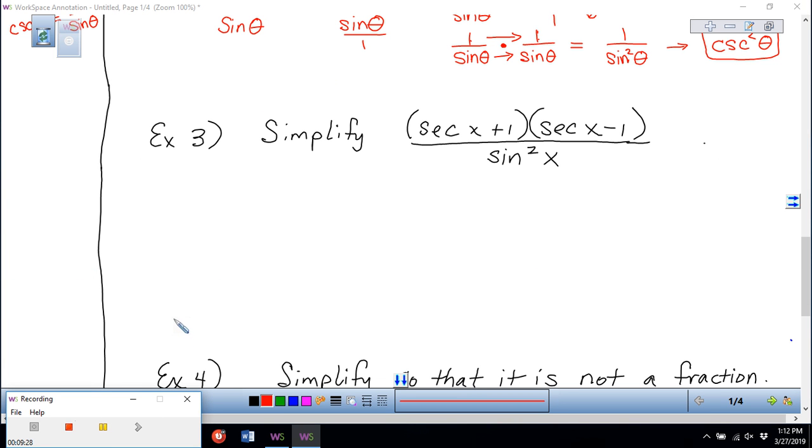Example 3, simplify quantity secant x plus 1 times quantity secant x minus 1 divided by sine squared of x. So the first thing you'll notice up here in the numerator, I have a couple of quantities that I can multiply together. So we're going to use FOIL, first times first, outside times outside, inside times inside, last times last, to multiply this binomial times the binomial, and we'll simplify that first. So let's go ahead and do our FOIL.